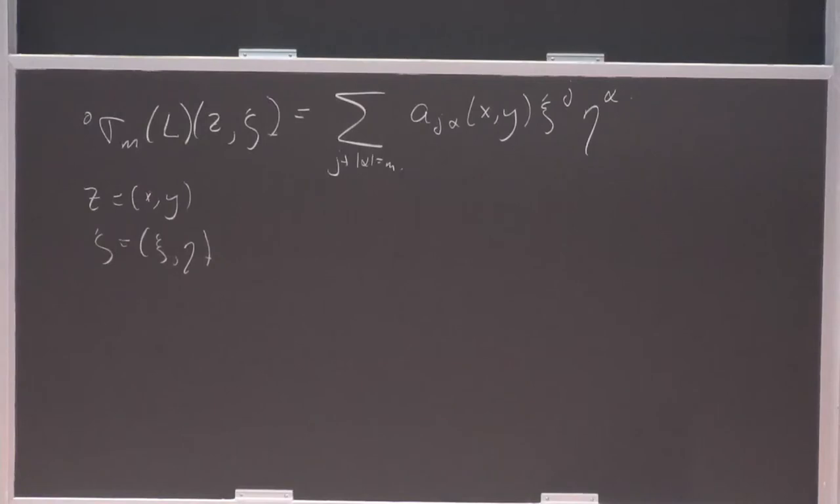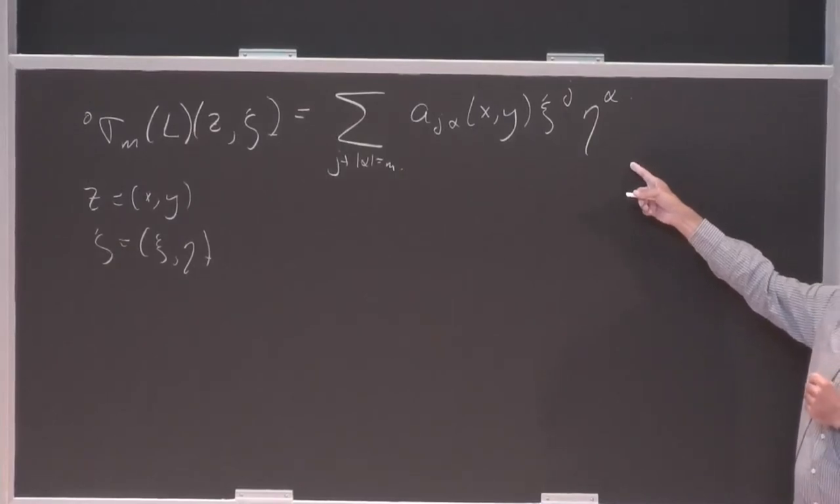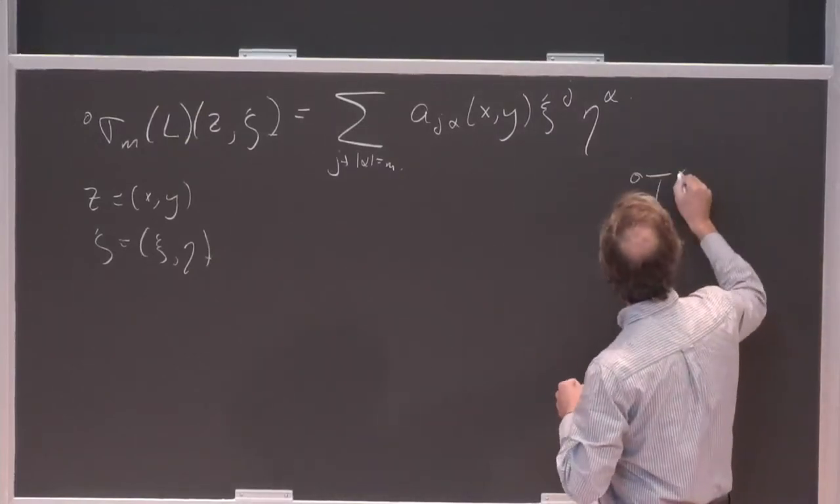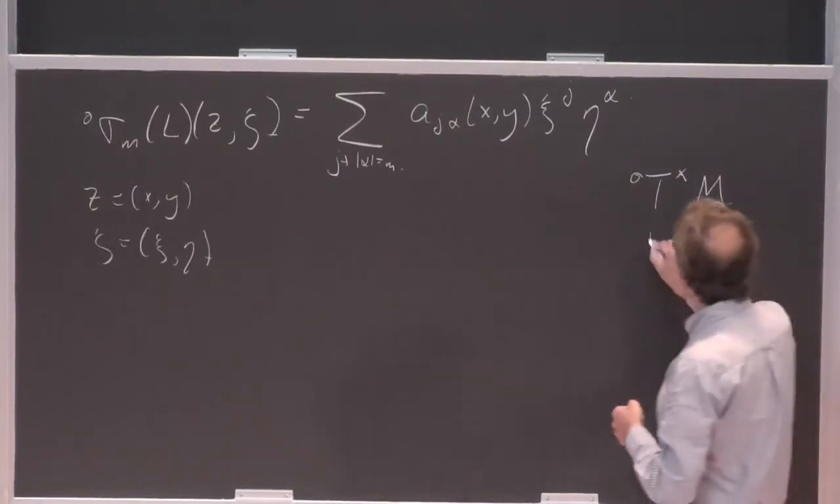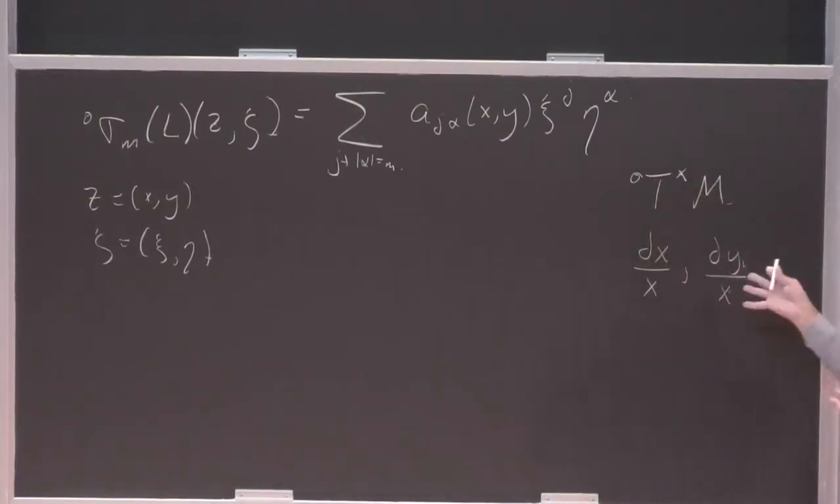Now, you might think that's very ad hoc and tied to this coordinate system. Just like with the ordinary symbol, which you can define in local coordinates, it actually has an invariant meaning. I could define this without use of any coordinates whatsoever as a polynomial on some vector bundle. In the ordinary symbol case, it's the cotangent bundle of M. Here, it's going to be something I'm going to call the zero cotangent bundle of M. So there's a natural vector bundle associated to this. It's spanned by dx over x and dy i over x. These are the natural C infinity sections of it. So even though they look bad, they look singular, they're actually the smooth sections of this vector bundle.